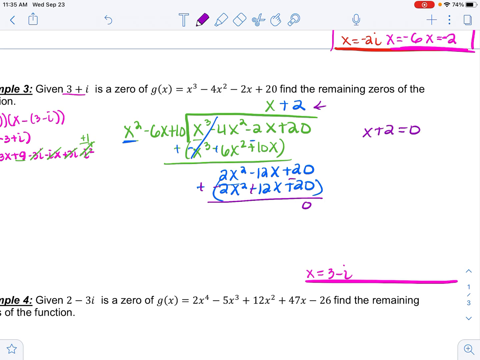All right, so this is my other factor. So I can find my other zero by setting it equal to 0 and solving. And I get x equals negative 2. And there's my 2 zeros.